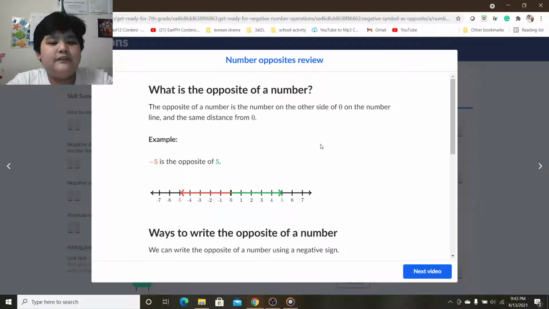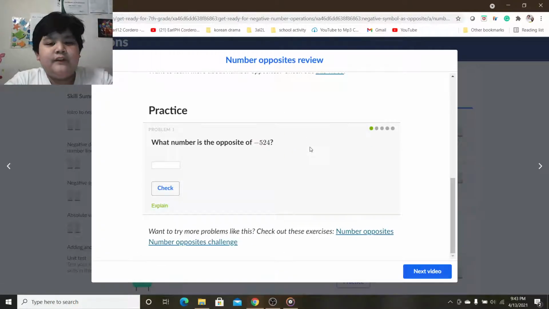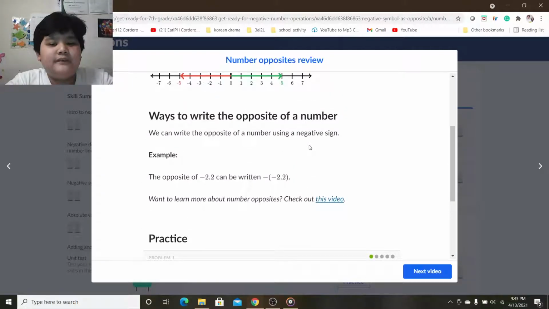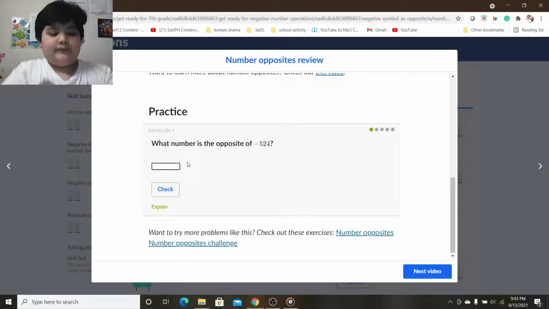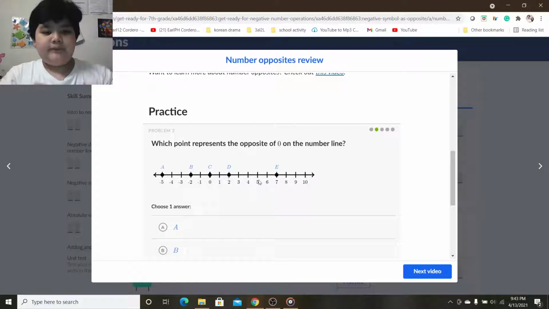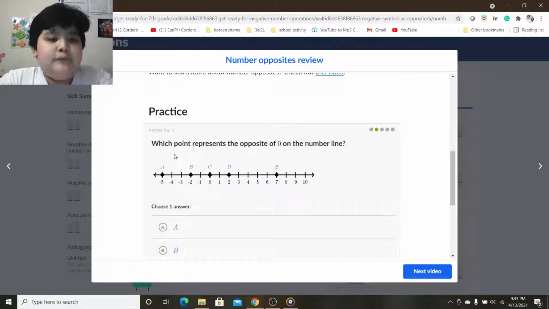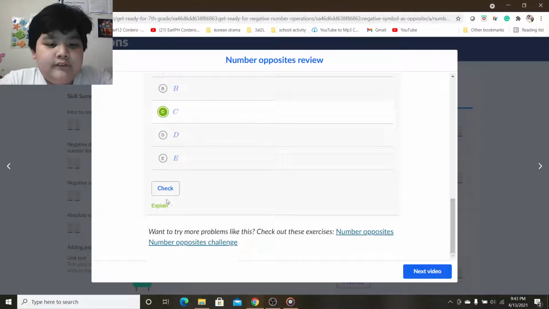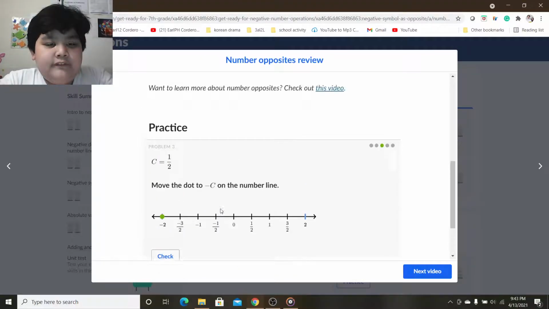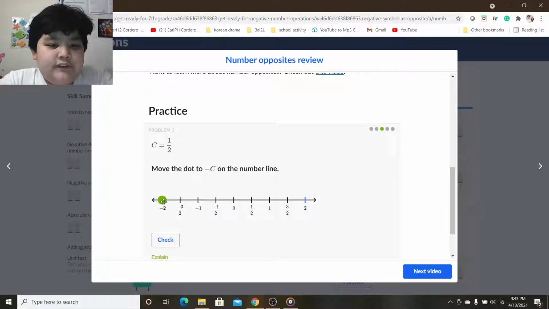Close enough. What is the opposite of a number? I don't understand how this could possibly be hard unless there's a number line. Just remove the negative mark. Which point represents the opposite of 0? Opposite of 0. Move the dot to negative c. Negative c.